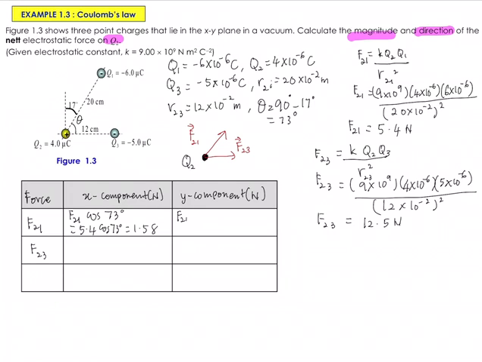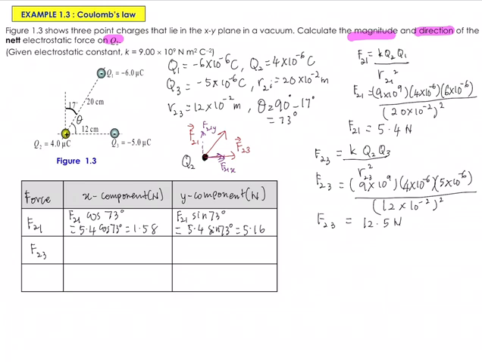While F21 sin 73 degree also positive because it is to the right. So here, if you resolve it, here is your F21x, then upward is F21y. Okay, so now you have F21 sin 73, which is 5.4 sin 73. So we get 5.16 Newton.